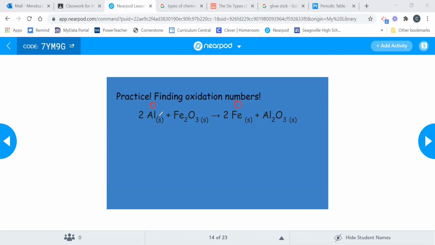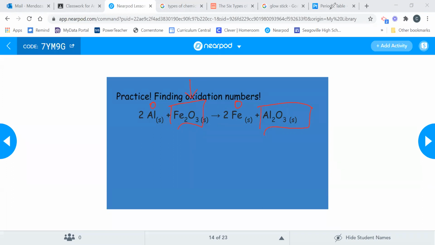So anything that doesn't have a charge on it, unless it tells you it has a charge, like if this one was Fe2+, then the charge will be 2+. But because it doesn't have a charge, it's just 0. But on these compounds, remember compounds means 2 elements put together. If you remember how to figure out the charges, you have to look up the oxidation numbers.